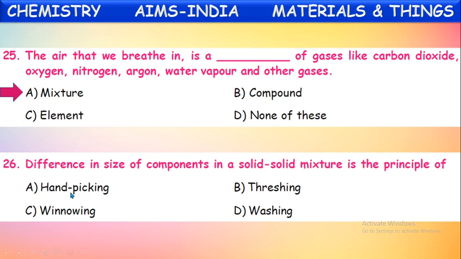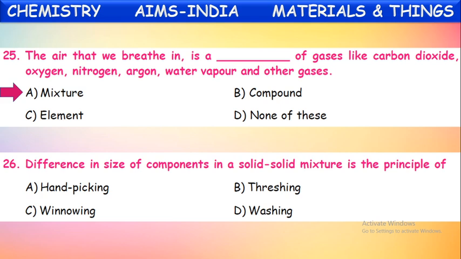Actually, in hand picking, we see the color generally. In threshing, they beat the harvested crop on a hard surface. In winnowing, the weight principle is used: the one with the lighter weight will blow away along with the air. And in washing, density is seen. But here they're asking about solid size difference. Generally the process called sieving, with a sieve, uses the size difference.